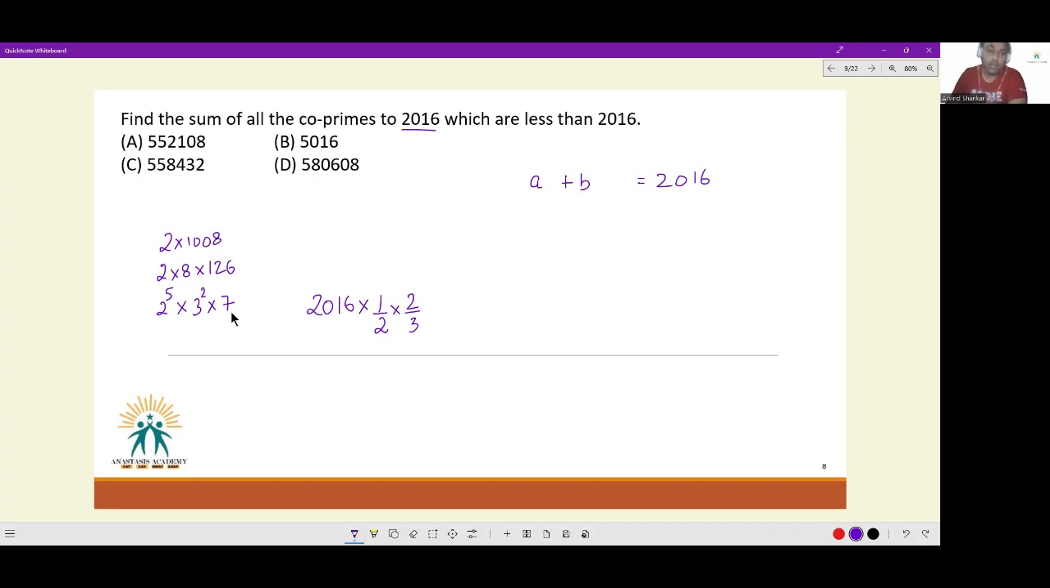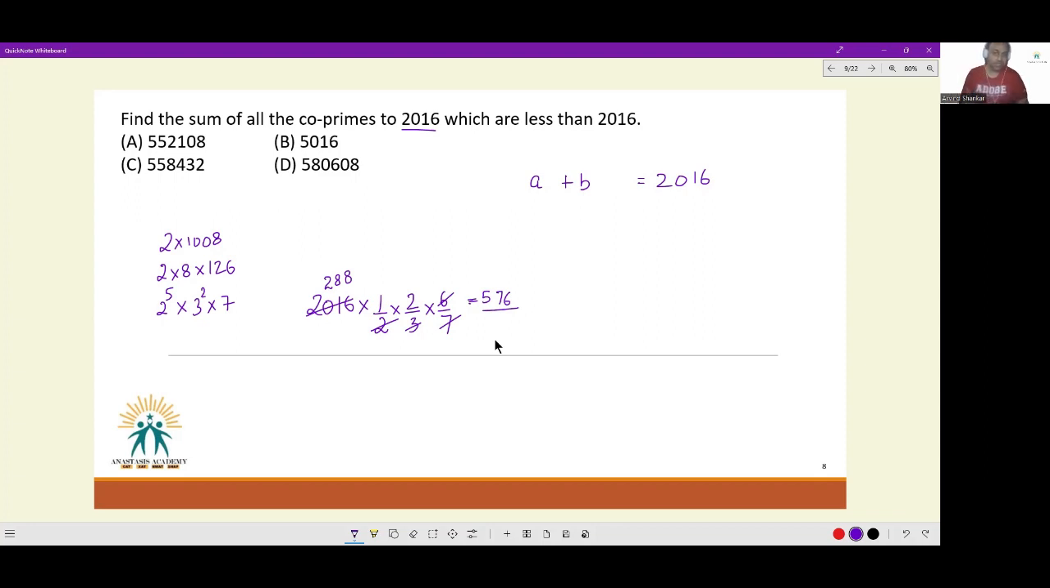Now, oh sorry, 2016 is divisible by 7. So we have to remove all numbers that are multiples of 7. How many of them are not multiples of 7? It is 6 by 7. So we have got this. When I divide 2016 by 7, I get 288, and 288 into 2 is 576.